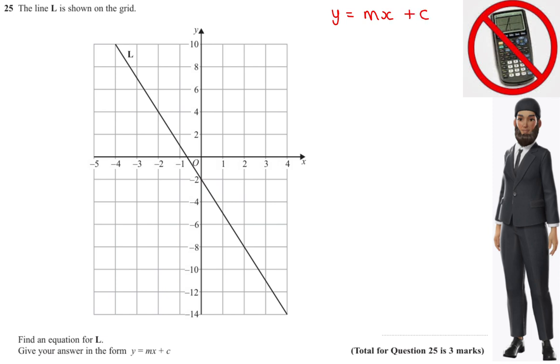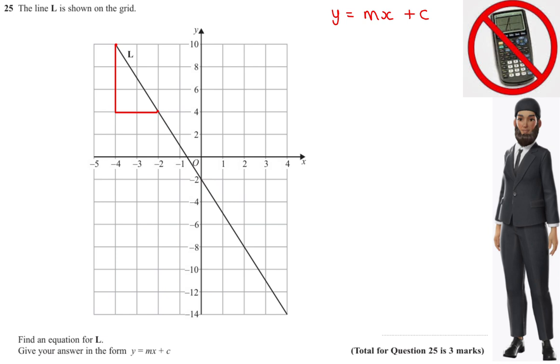Now first and foremost, I'm going to focus on two integer coordinates over here. There's one over here, there's one over here, and let's create a triangle over here. I can clearly see as I follow the line from the left hand side to the right, it's sloping downwards. So therefore it's going to be a negative gradient.